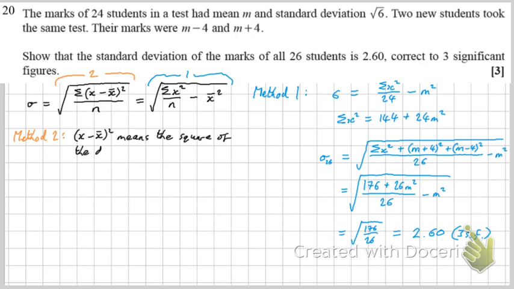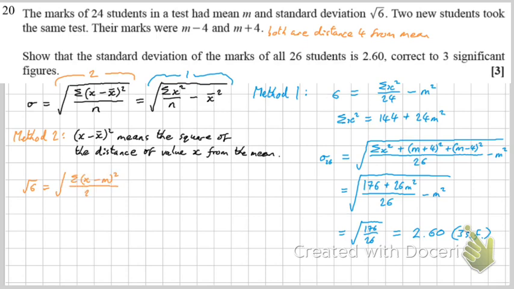So we could say that that expression there means the square of the distance of value x from the mean. So if you think about how far each piece of data is from the mean and square it, and then add all those up for all the different pieces of data, that's what that numerator means here. Now, notice up here I've written both of these are distance 4 from the mean, because remember, using this method is all about how far is each piece of data from the mean, and both of these are 4 away from the mean.